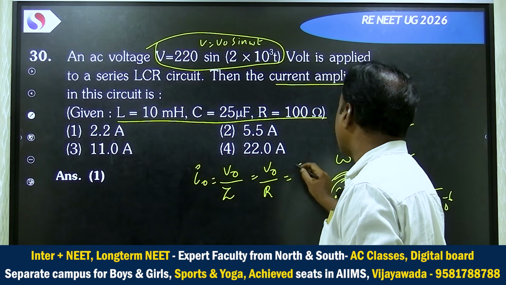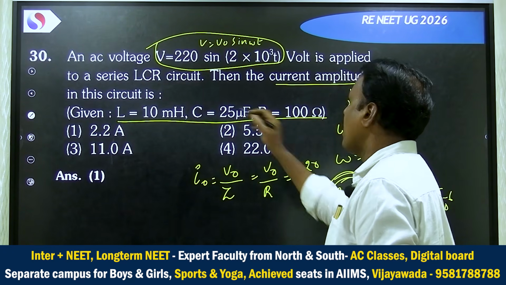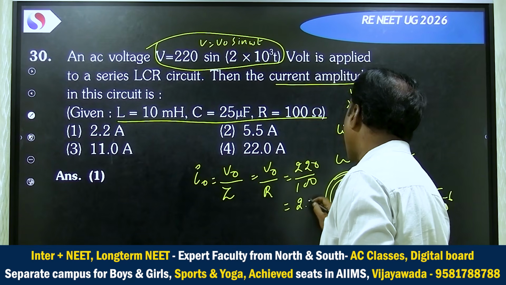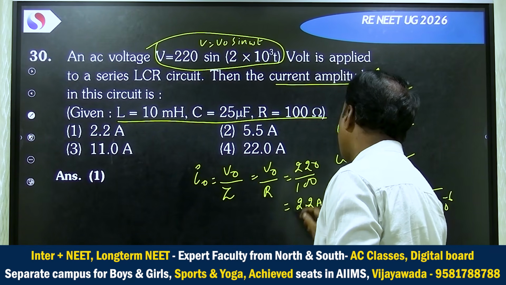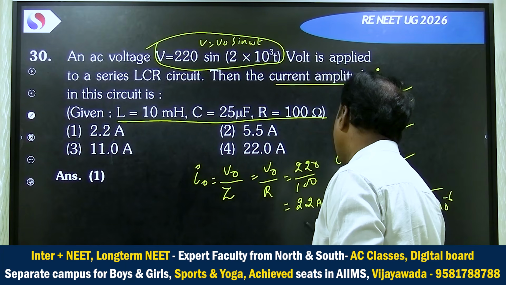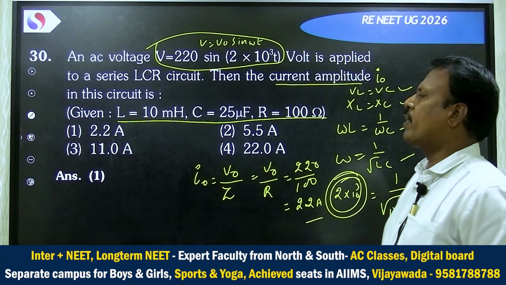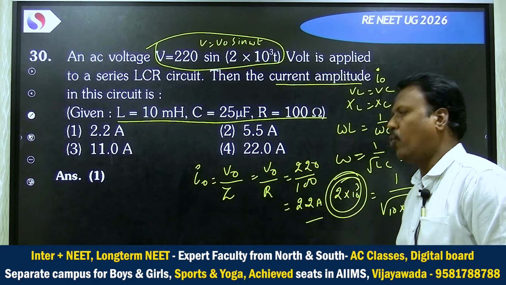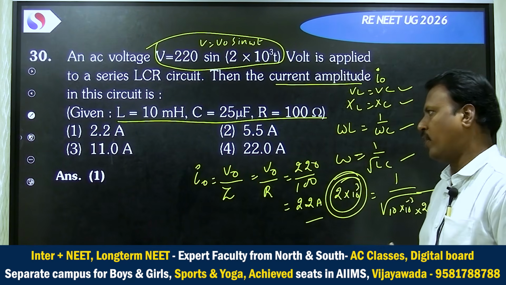So V0 is given as 220 here. R value is given as 100. So you will get 2.2 ampere. In this, except that particular vernier calipers problem, most of the problems are in the students' range only. Okay, I hope you understand.